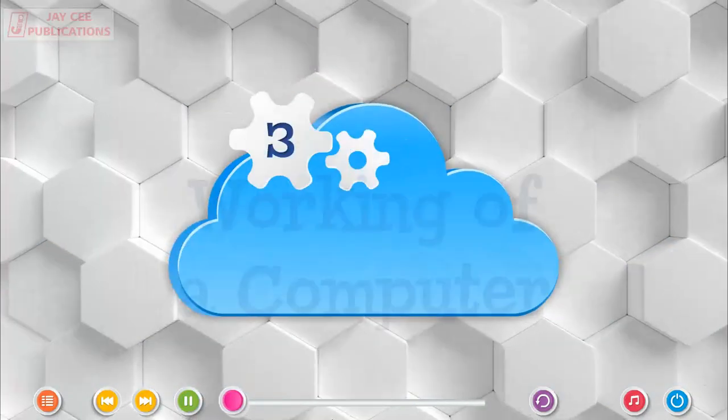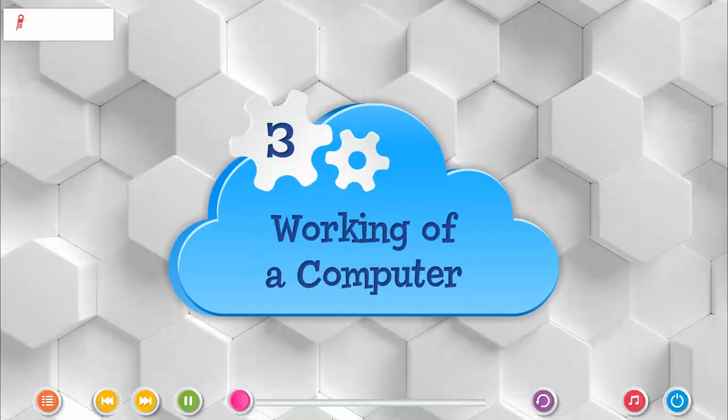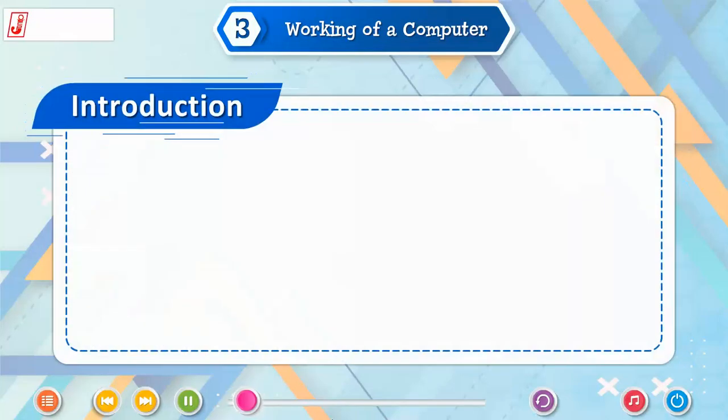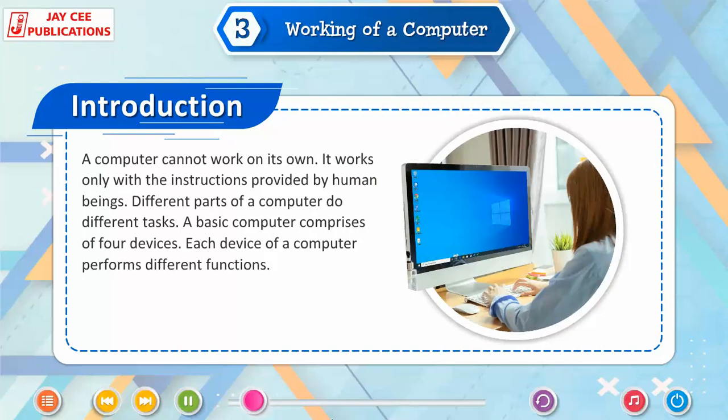Chapter 3. Working of a computer. Introduction. A computer cannot work on its own. It works only with the instructions provided by human beings. Different parts of a computer do different tasks. A basic computer comprises 4 devices. Each device of a computer performs different functions.